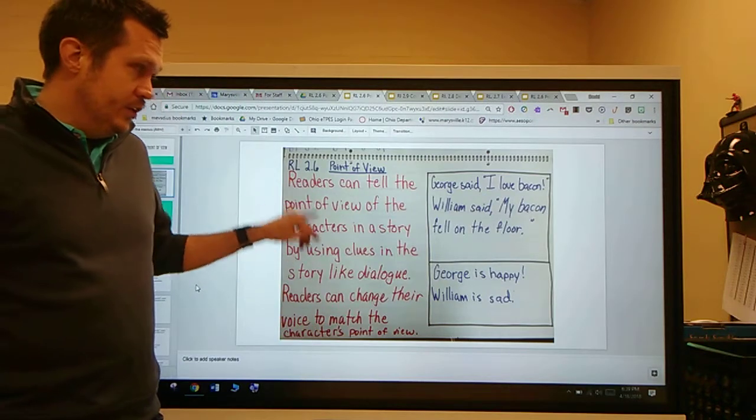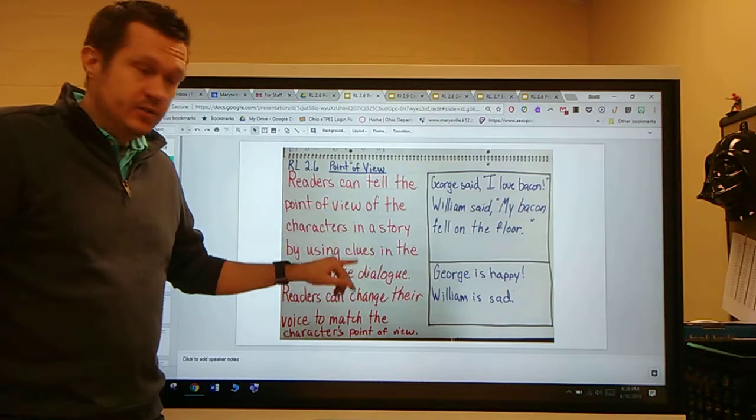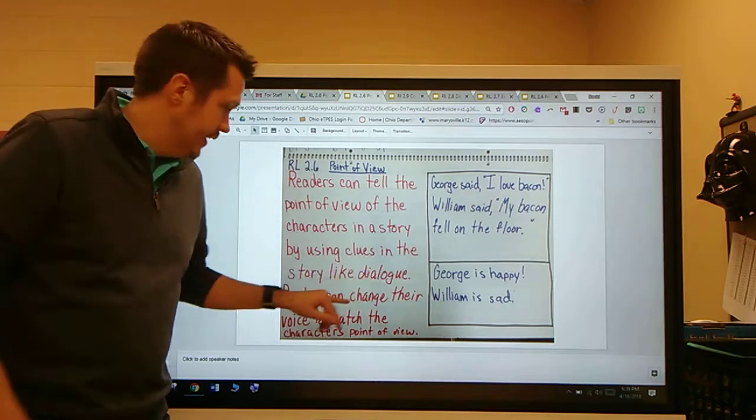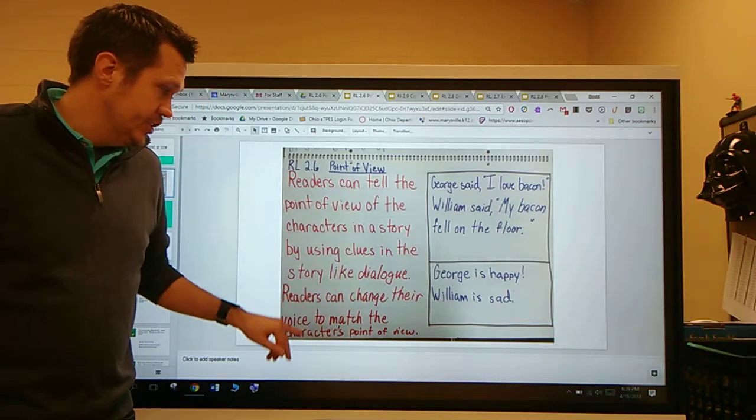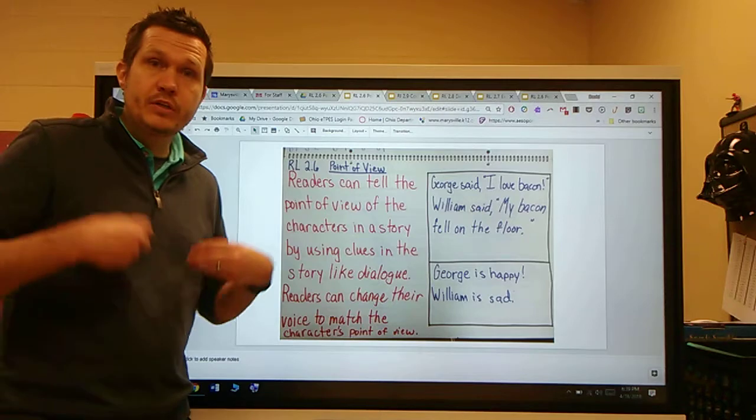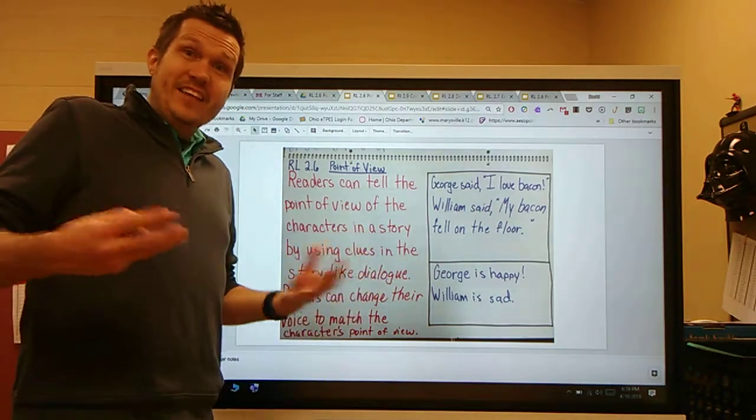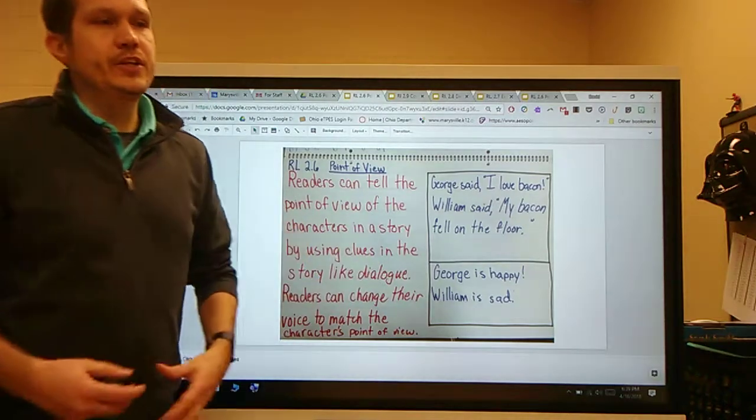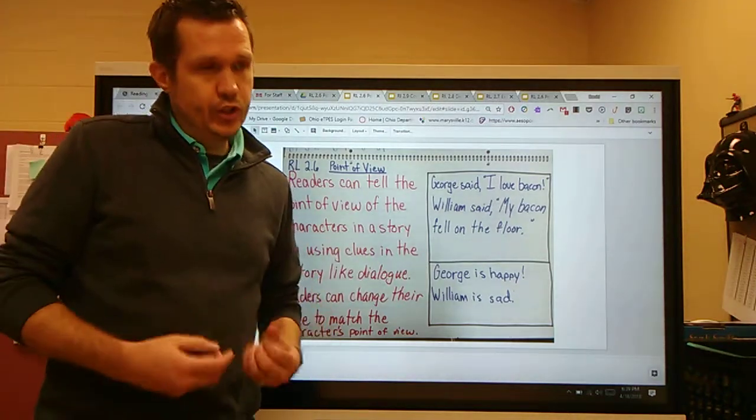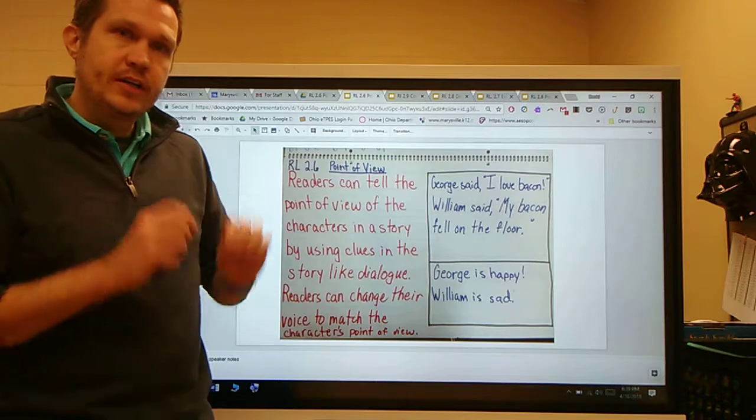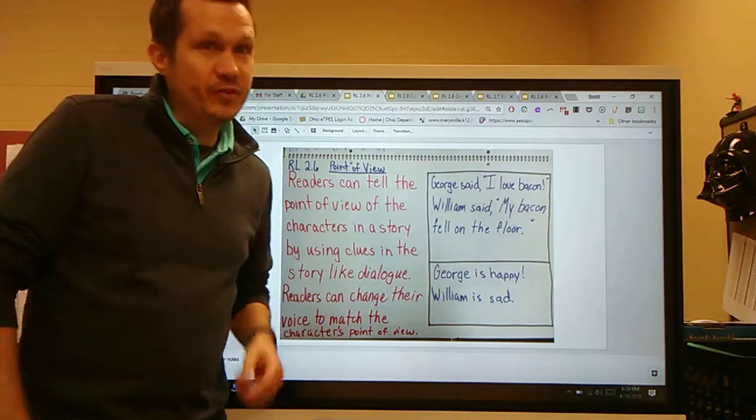So readers look at that dialogue and other clues in the text to figure out the point of view of the characters. And readers can change their voice to make it match. So when you know a character is feeling happy, you can change your voice to make it sound like they're reading happy. And when your character is sad, you can change your voice to match it. So when you know the character's point of view, it makes it a little bit more fun to read too.